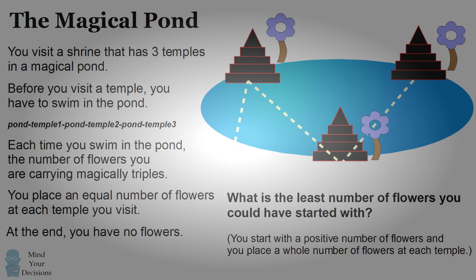To be specific, you start with a positive number of flowers and you place a whole number of flowers at each temple. Can you figure it out? Give this problem a try, and when you're ready, keep watching the video for the solution.